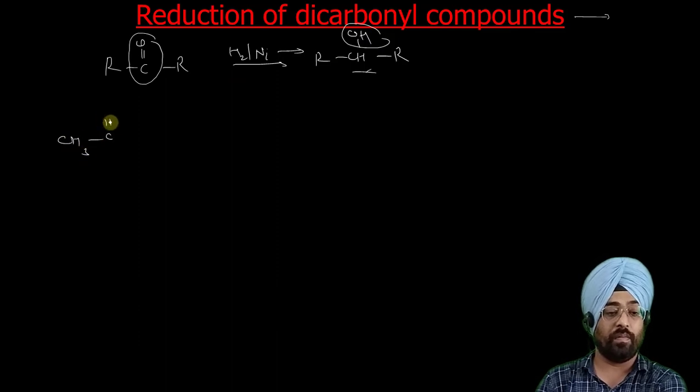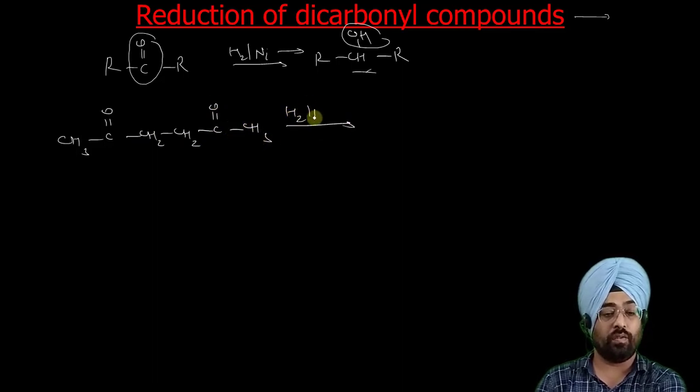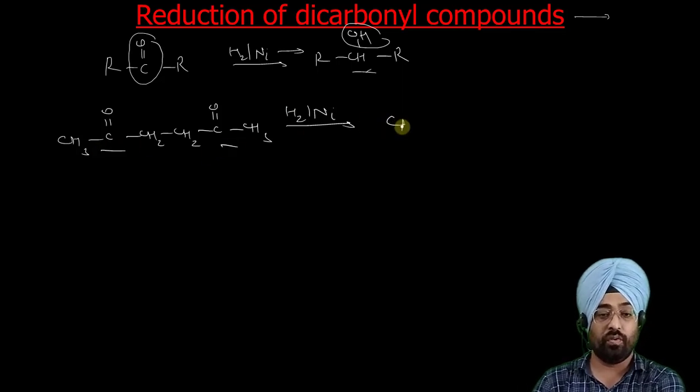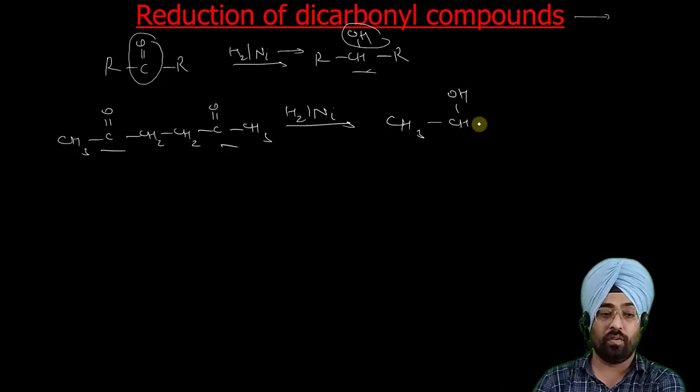Suppose we have this compound, I am writing any hypothetical compound. If we do its reduction with H2 in the presence of nickel, these carbonyl groups will be reduced. We can even use lithium aluminum hydride and sodium borohydride to reduce this.